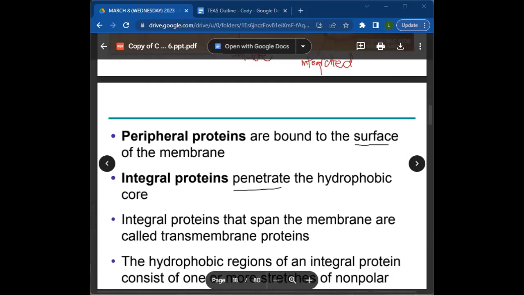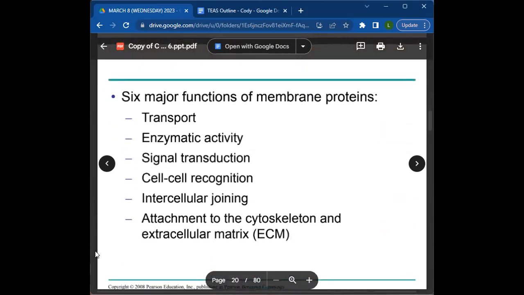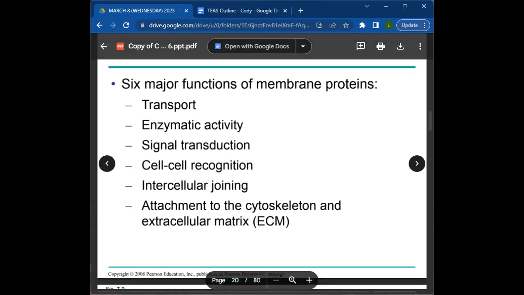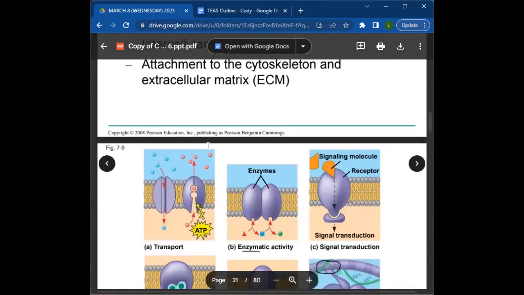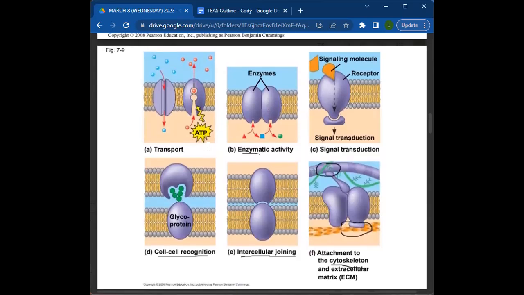They're going to be embedded in the cell membrane. Okay. Now let's take a look at the functions of the different proteins. We need to know that the proteins are going to help with transport. They can act as enzymes. They can help with signal transduction, cell-to-cell recognition, intercellular joining, and also attachment to the cytoskeleton and extracellular matrix. So let's take a look at all 6 of those functions.